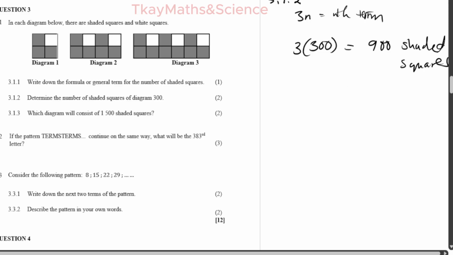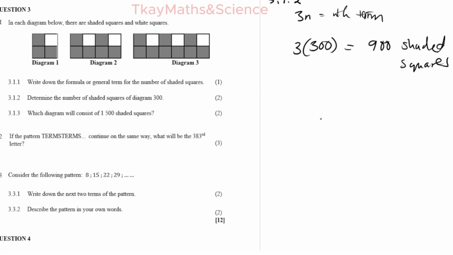Okay, so there you go. So we're going to go to 3.1.3. What are they requiring? Which diagram will consist of 1500 shaded squares? So now we've got our 3n. Now we're looking for the nth term, which is n, that will result in 1500 shaded squares. So now we're just going to divide by 3.